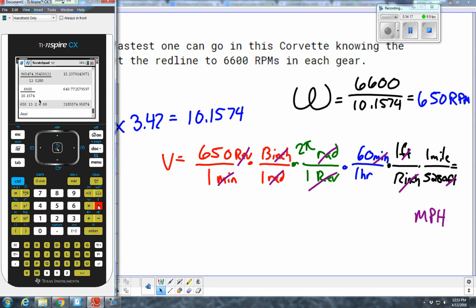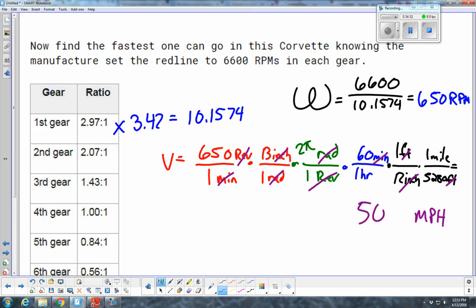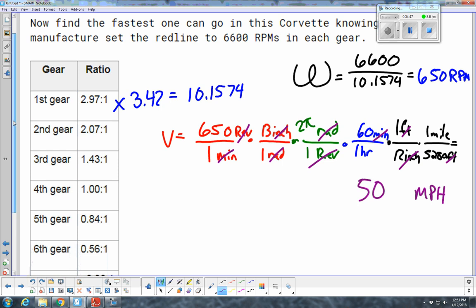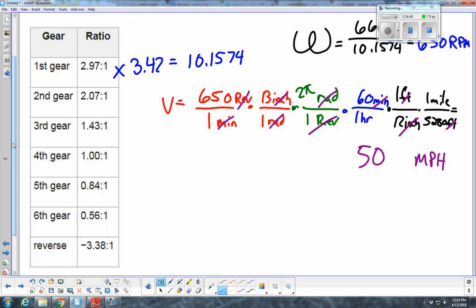50.27 miles per hour. That's how fast that car can go, assuming wind resistance and friction are not considered, in first gear at the rev line. It's pretty fast, right? So think about this though, guys. If it goes about 50 in first gear, in sixth gear, notice the ratio goes from 2.97, almost 3 to 1, down to 1/2 to 1. So the wheels are actually spinning faster than the motor, which is kind of cool, right? So how fast do you think this bad boy can go all the way out, no resistance?